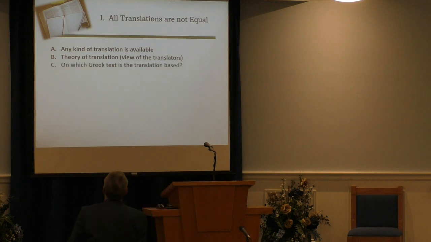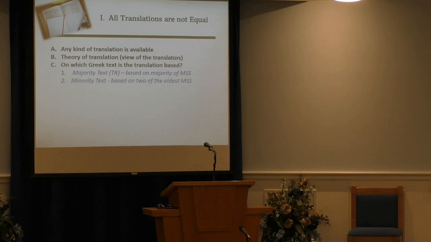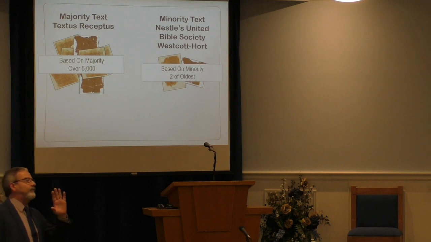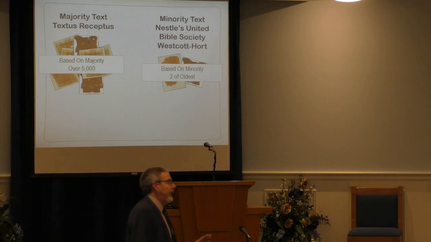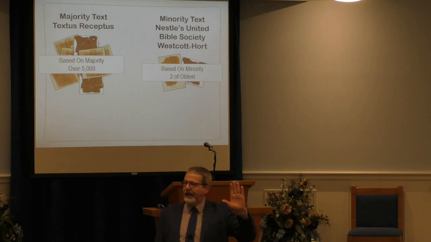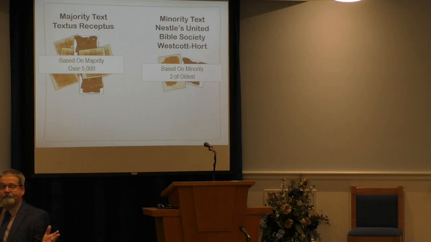Here's a third thing. On which Greek text is the translation based? There is the majority text, the Textus Receptus, based on the majority of the manuscripts, more about that in a moment, and the minority text based upon two of the oldest manuscripts. Let me diagram that so you can understand what we're talking about. Have you ever read from a text and somebody else is reading from another translation, and either your version or their version left half the verse out? Have you ever done that?